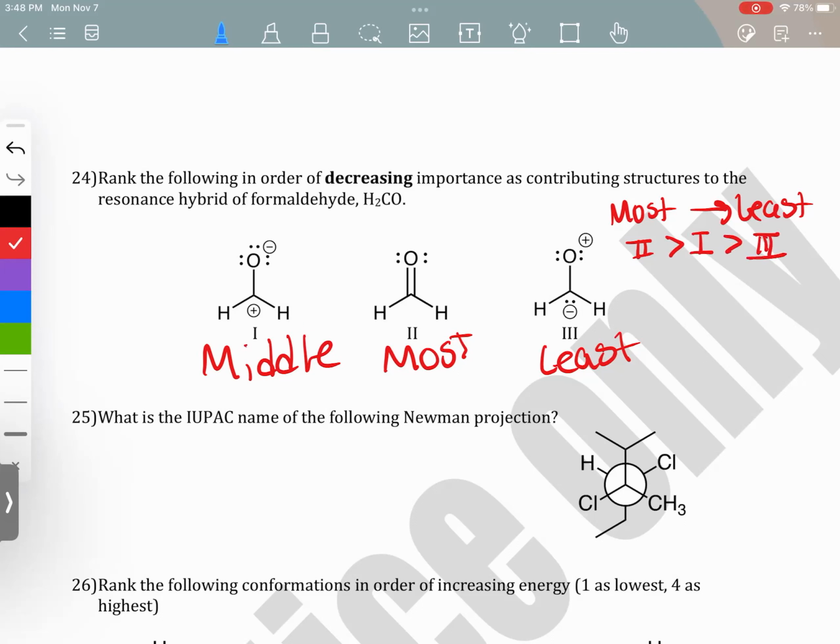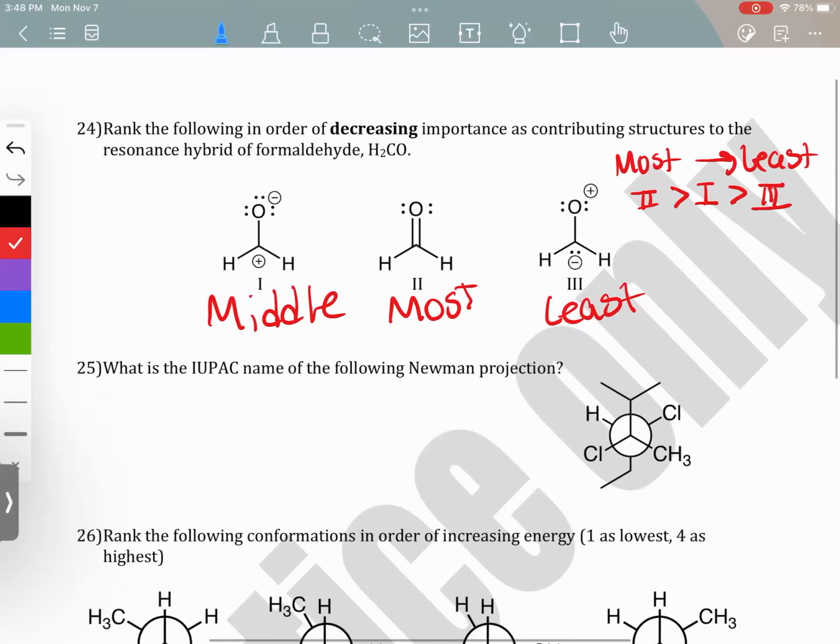What was the background reason to say why oxygen can handle the negative charge better than the carbon? Because it's more electronegative. Remember, more electronegative atoms always handle the negative charge better. Oh, that's what it means. Okay. Move on to 25.